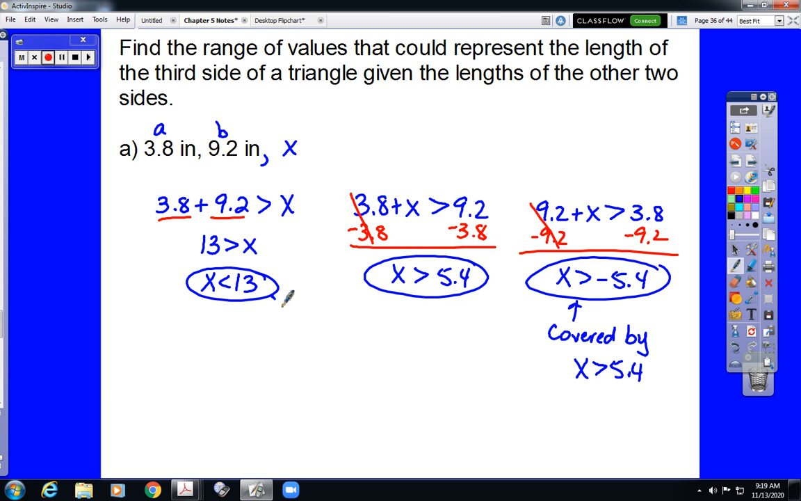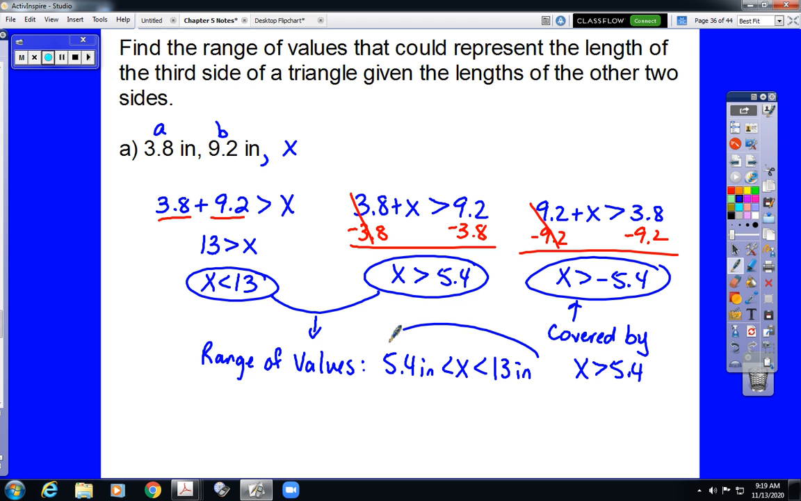So we take these two and we combine them into a range of values for the third side, which would be all values of x that are greater than 5.4 inches and less than 13 inches would be our final answer.